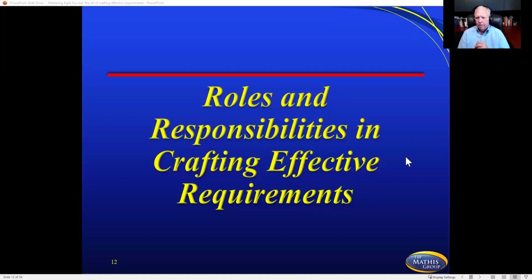All right, so let's talk a little bit about the roles and responsibilities in crafting these requirements. We're so used sometimes on the traditional side that somebody has already crafted the scope and they feed us the scope that we sometimes forget that in Agile, the team is usually the dominant player here. So let's look at a few of these roles.